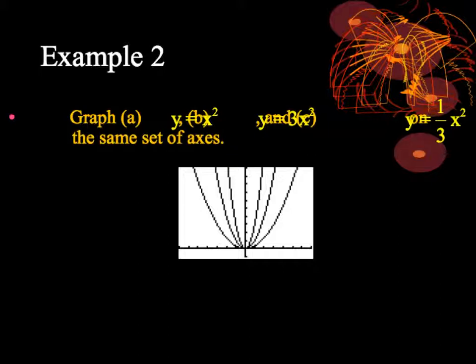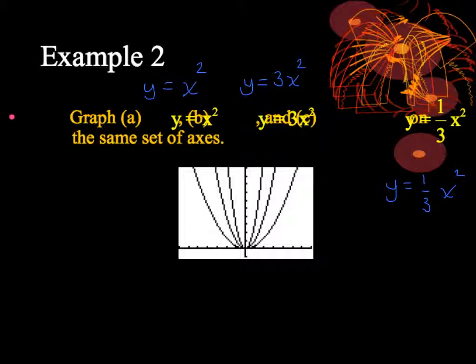So here is another slide that didn't come through very nicely, so I'm going to pause and rewrite these. Okay, so here they are. I want to graph on the same coordinate plane the equations y equals x squared, y equals 3x squared, and y equals 1/3 x squared.